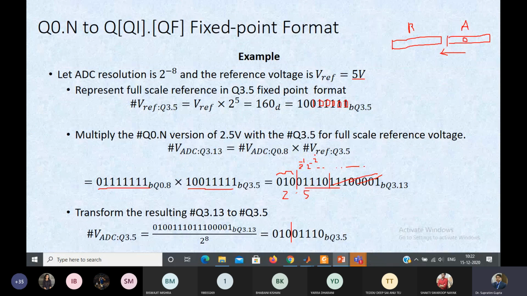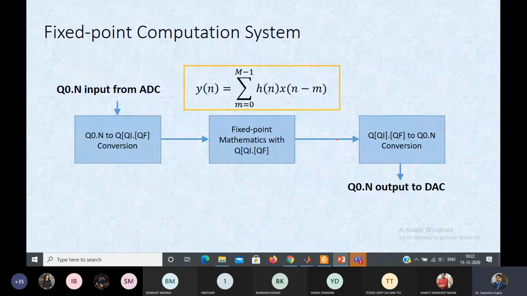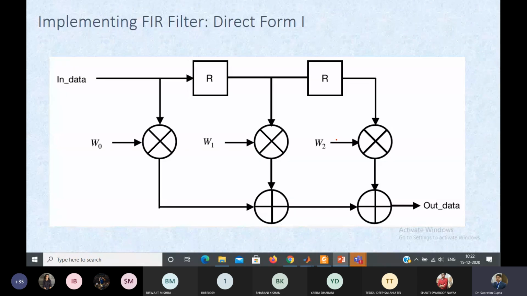We need to divide it by the V reference represented in qi.qf. Okay, so we'll be dividing it here. We'll get this value in q dot 0. So first we multiply, then we represent the V reference in the format qi.qf, then divide that 16-bit number by this 8-bit number representation and get the DAC input value. Just reverse operation, we can do it.